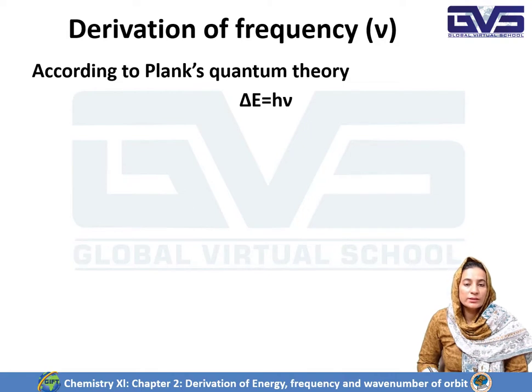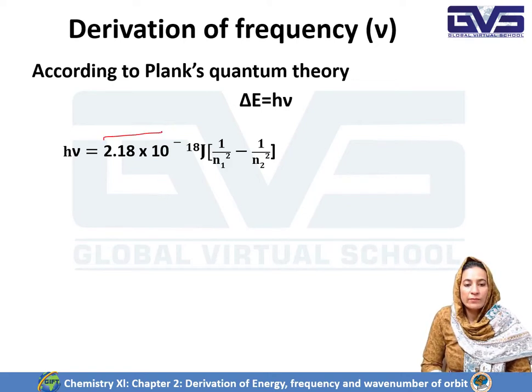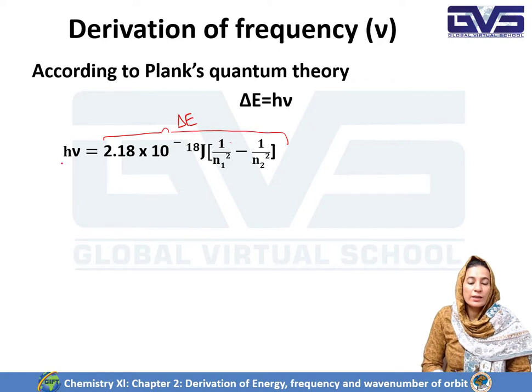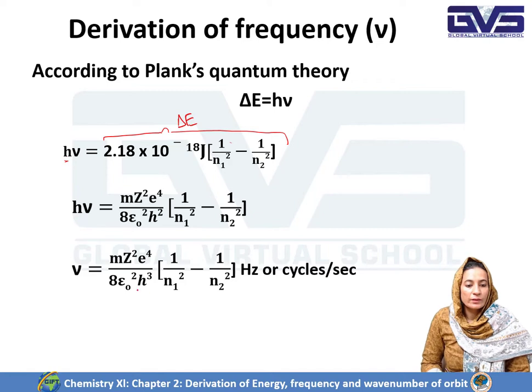Frequency is represented by nu, and according to Planck's theory, delta E is equal to h nu. Here h is Planck's constant, and its value is 6.62 × 10^-34 joule second. And this one, we have just calculated the difference in energy. This is the delta E. Putting the value of delta E and comparing it with h nu, h is Planck's constant. Divide by h, and now we get the frequency.